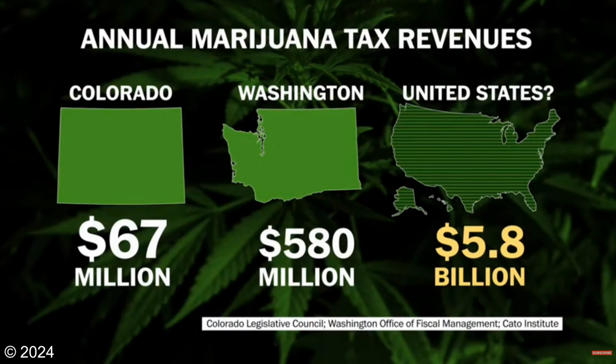By 2024, the impact of legalization is even more evident. Colorado represented $67 million, Washington $580 million, and the entire USA, $5.8 billion in tax revenues from marijuana sales. These figures highlight the substantial economic contribution of marijuana industry to state and national economies. The overall trend shows how legal marijuana sales and associated tax revenues have grown significantly, providing a more accurate picture of economic health and activity.